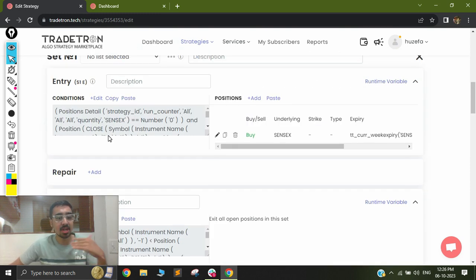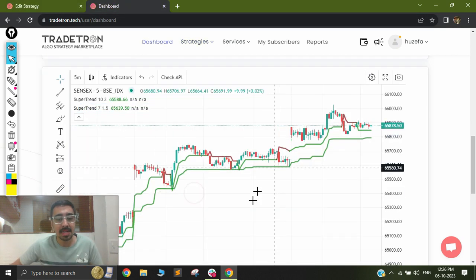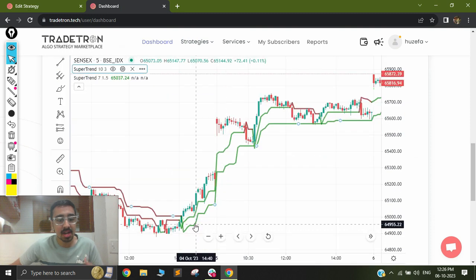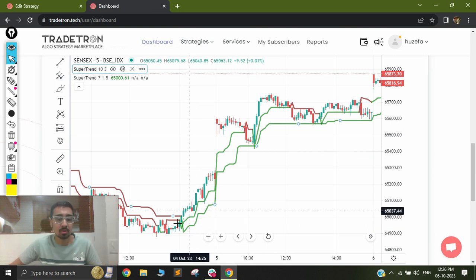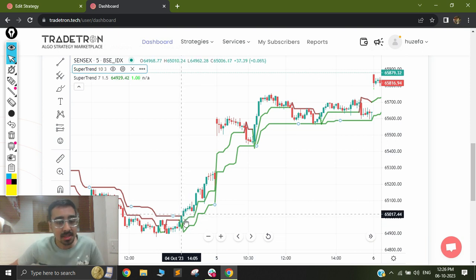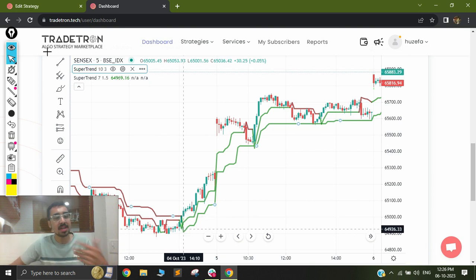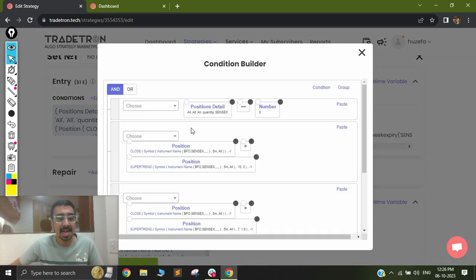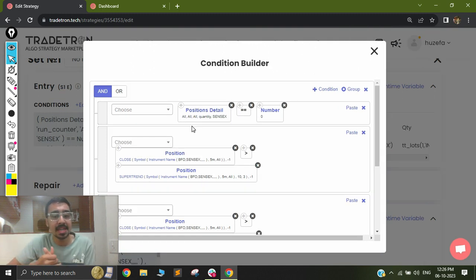For my long trade, I basically need both the super trends, the slow moving super trend and the fast moving super trend, to be of the same color at the same time. So as you can see out here, my close is more than my super trend, and the close is also more than the other super trend, which is 7-1.5 and 10-3. I'll have an entry condition out here which is set up. First I have to check if my position detail is zero, which basically tells me that there is no open position in my strategy at the moment. Second condition that I have made is that I'm checking if close is more than my super trend value.